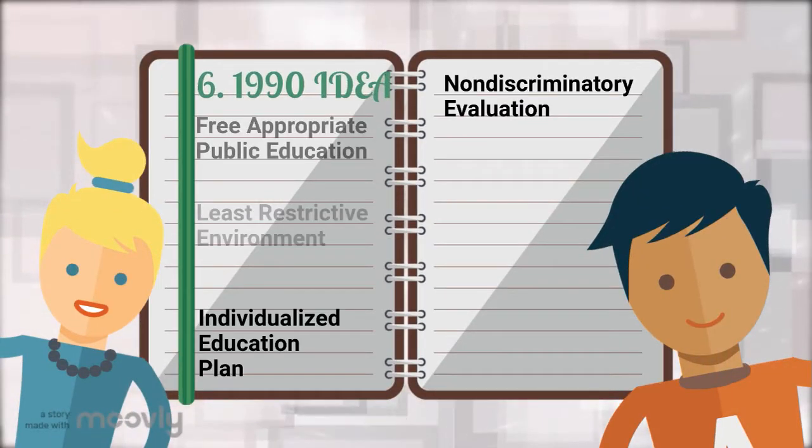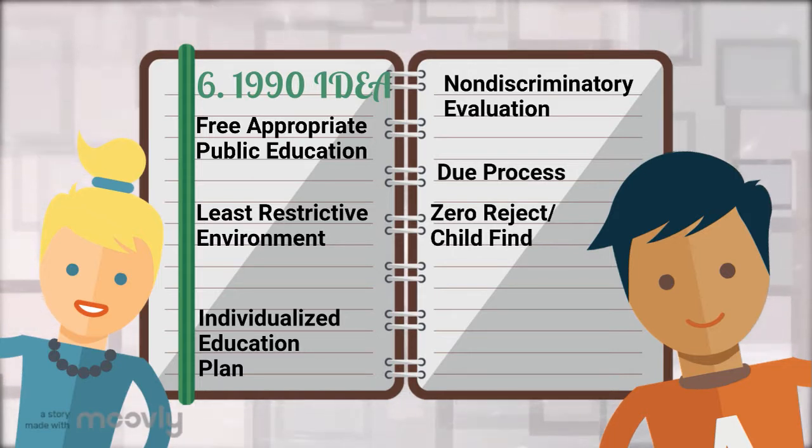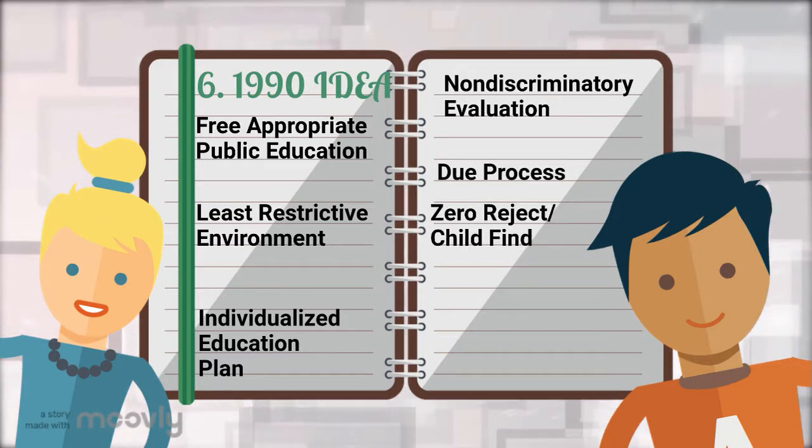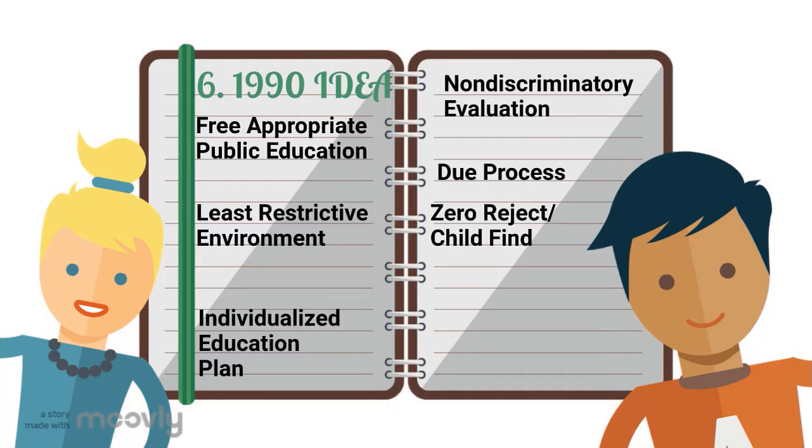Number 6, 1990 Individuals with Disabilities Education Act. IDEA, originally known as the Education for All Handicapped Children Act, developed the following 6 core principles for students with disabilities. Free appropriate public education: students with disabilities are permitted to attend public schools and receive special educational services at no financial cost. Least restrictive environment: as long as the child is capable, the student with a disability is to be educated alongside students without disabilities in the general classroom setting.